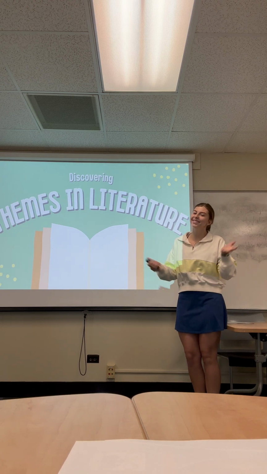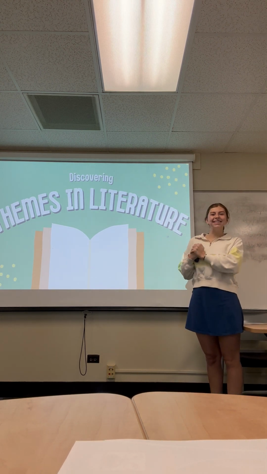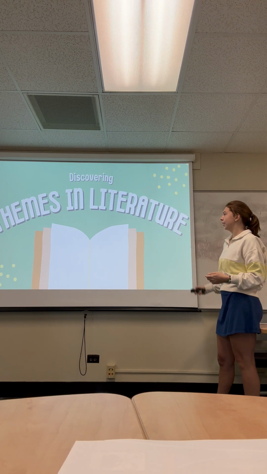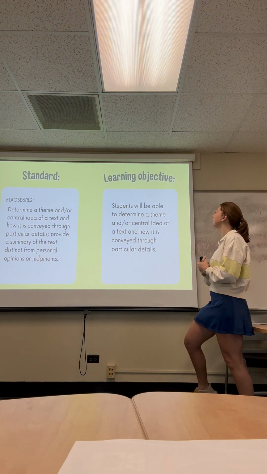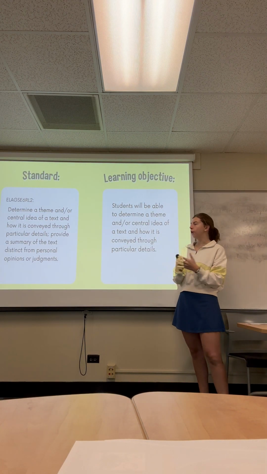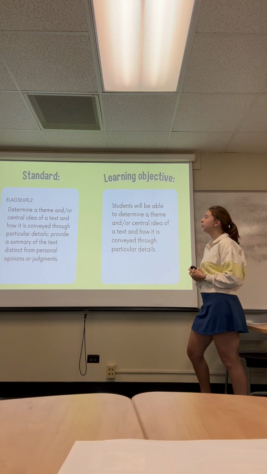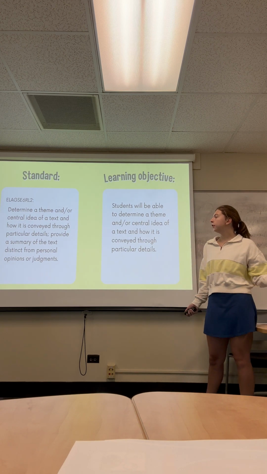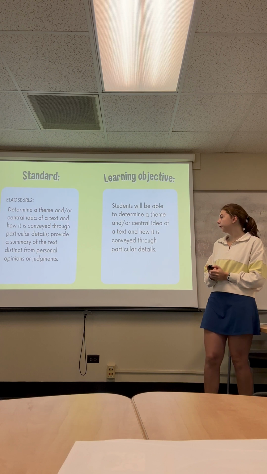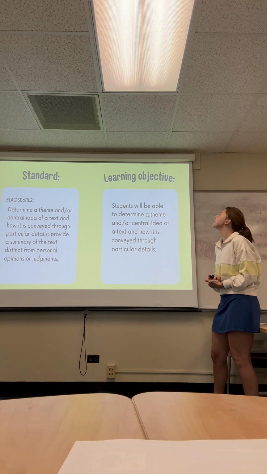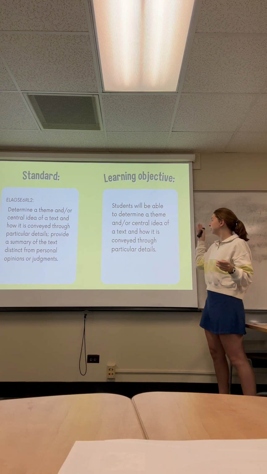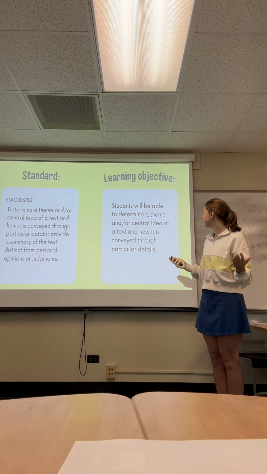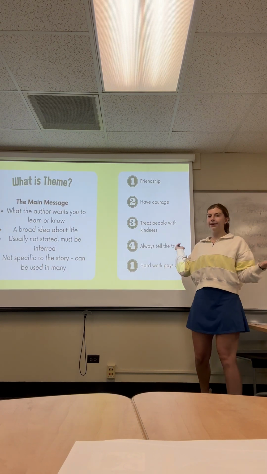It's already started. Hey guys, so today we're going to be learning about discovering different themes in literature. Before we start, we're going to take a look at our standard, just so you know what we're talking about today. Being able to determine a theme or central idea of a text and how it's conveyed through particular details, as well as providing a summary distinct from your personal opinions or judgments. So we're going to be focusing more on determining the theme from the central text, and you're going to be able to provide evidence.